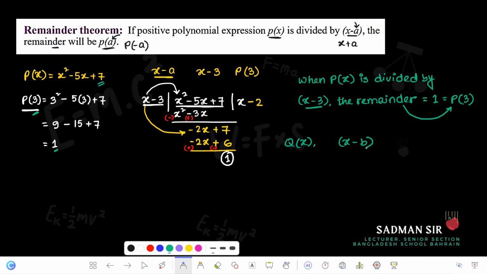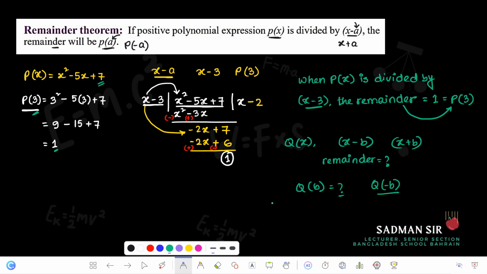For example, I'm just giving an example. So that time, if they ask you what is the remainder, then simply you should find q of p: in this place of x, you have to write p and then find the value, and that will give you the remainder. Now, if you divide by x plus p, then the remainder will be q of minus p. I hope it is clear.